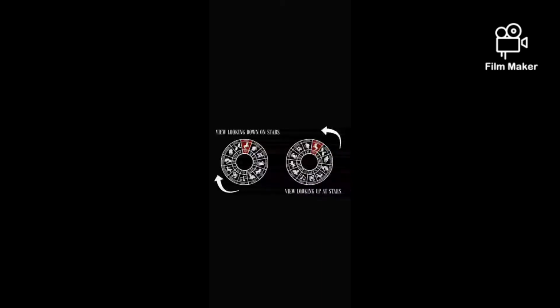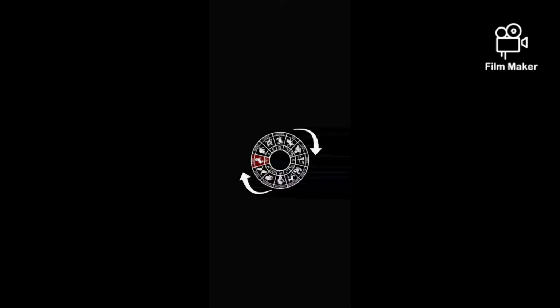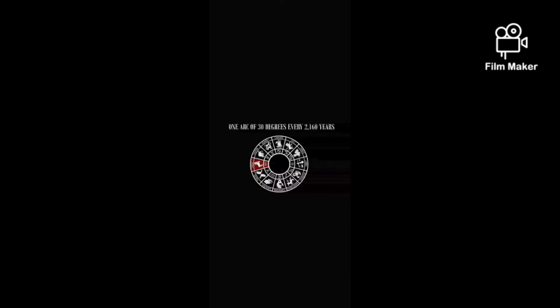I am using the clockwise representation because it is the best way to illustrate the precession of the equinox. This rotation keeps shifting one arc every 2,160 years until the wheel makes a full circle, or what is known as a great year. Why is this important?